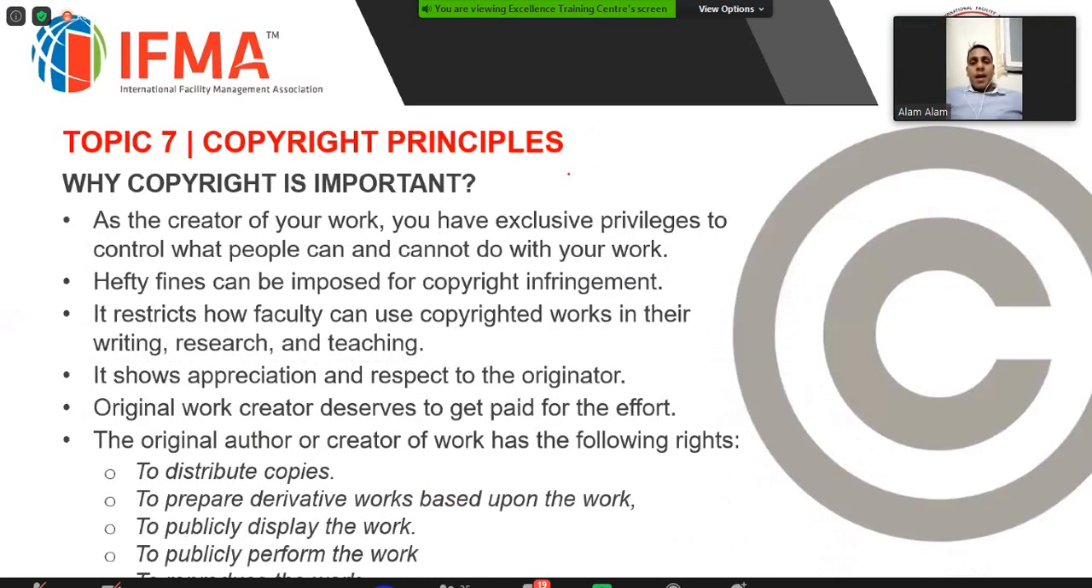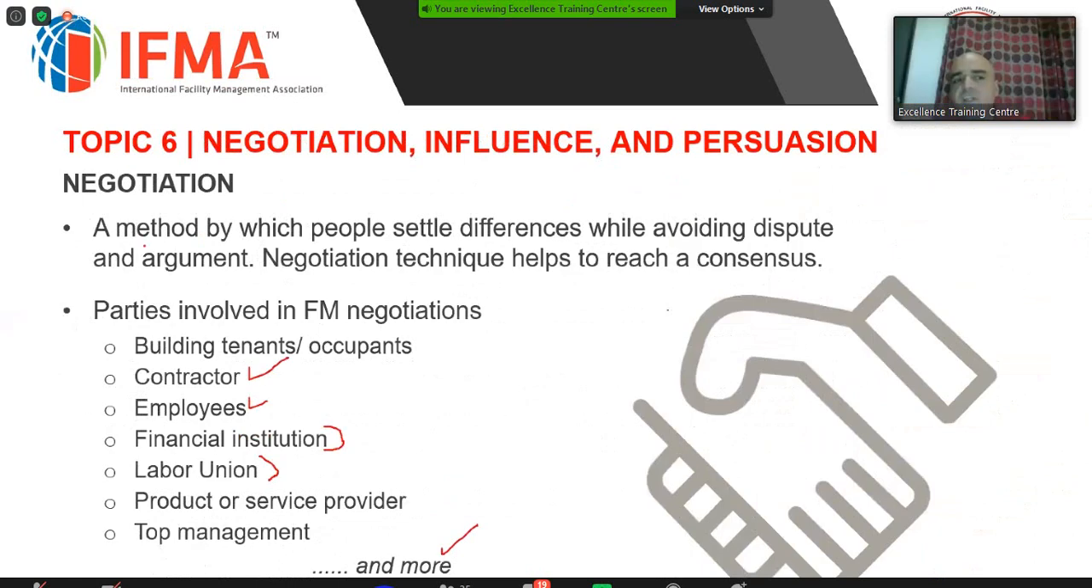Yes, sir. What I understand regarding negotiation is that the two parties reach a mutual agreement, that we both agree on something. Yes. So this is what is mentioned here: negotiation is a method by which people settle differences while avoiding dispute, and negotiation helps to reach a consensus. Consensus means agreement. This is correct. Thank you.